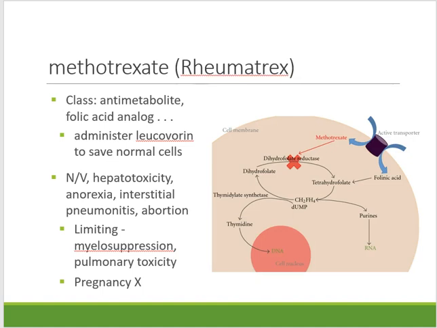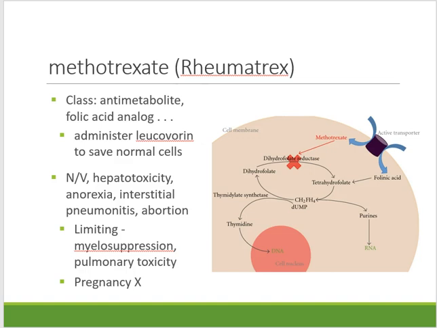Methotrexate, it's also a DMARD. If you remember, DMARD is disease-modifying arthritis... I can't even remember what the DMARD stands for myself. Disease-modifying anti-rheumatic drug, or it's an immunosuppressant. It's an antimetabolite. It's a folic acid analog.